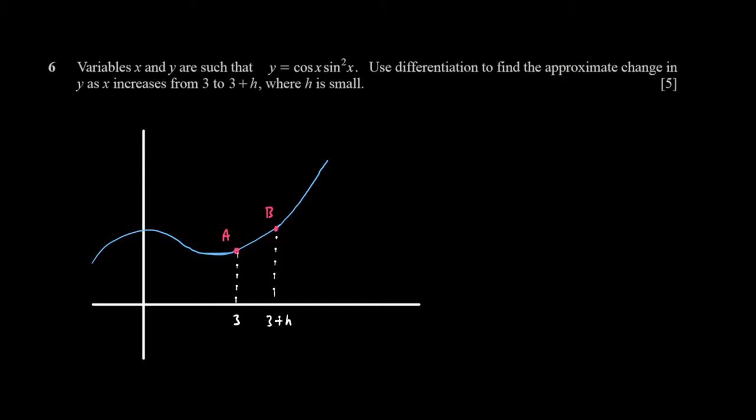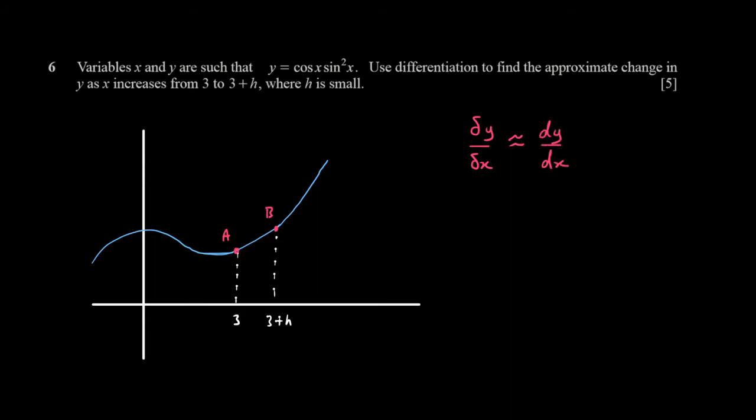Variables x and y are related such that y equals this. Use differentiation to find the approximate change in y as x increases from 3 to 3 plus h, where h is small. Okay, now, with a question like this, if you see "approximate", you know that you need to use this form here: delta y upon delta x is approximately the same as dy dx.